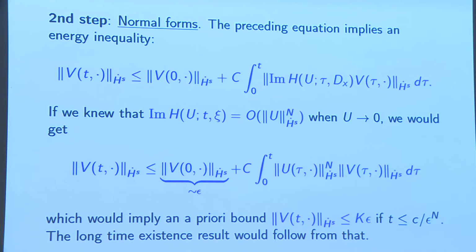But of course, to do so, we will need to have this property that the imaginary part of h vanishes like a large power of u when u goes to 0. And this is not true. Im h vanishes like u to the power 1 when u goes to 0. So we have to do a first step in order to arrive at such a property. And so this step will be a normal forms method.